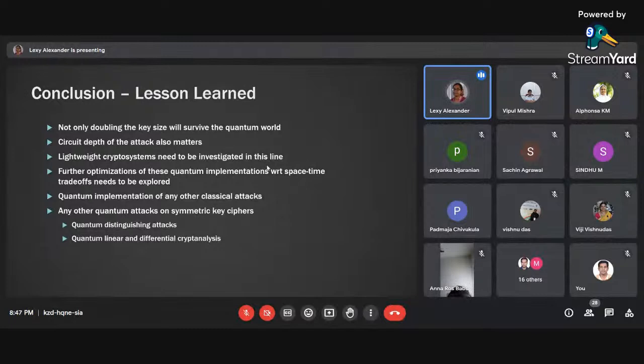AES is very heavy compared to so many other ciphers today. Its gate count and gate requirement, everything for implementation, is so heavy that it is not nearly possible to implement it and attack it. But there are so many lightweight crypto systems which are being proposed nowadays and used in many places. So the security of these things has to be investigated in the same direction.